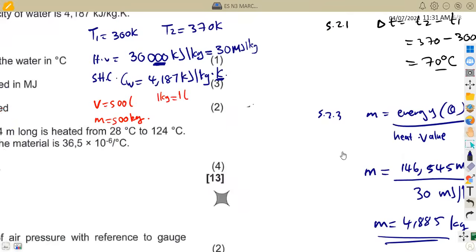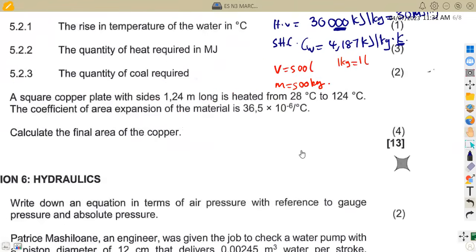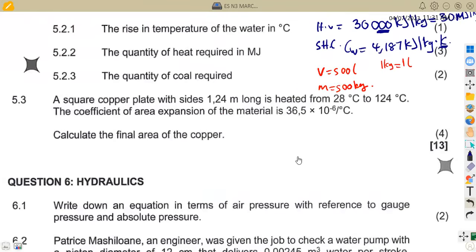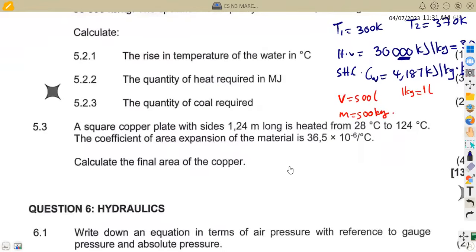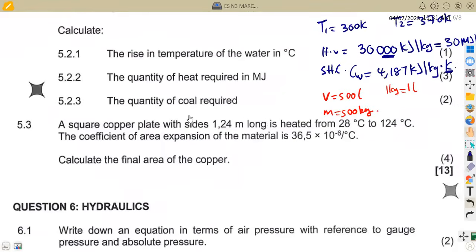All right, so that was our question 5, the questions 5.2, 5.21, 5.22, and 5.23. On 5.3, we are now given a square plate with sides of 1,24.